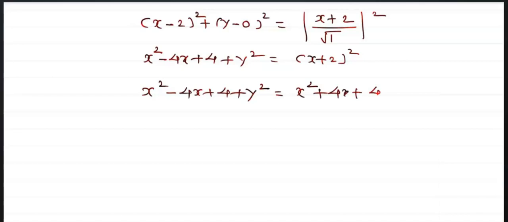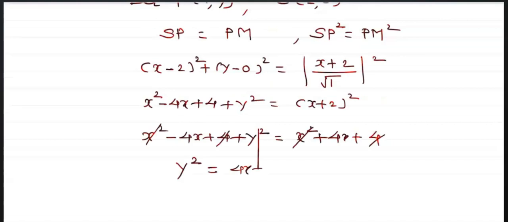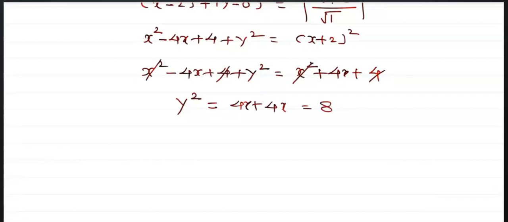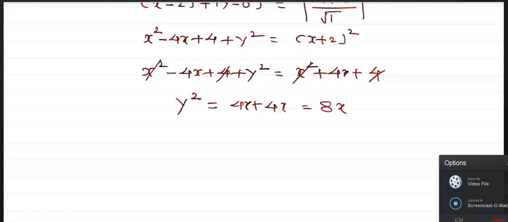Then squaring on both sides, you will get the equation of the parabola, that is y² equals 4x plus 4x, and that equals 8x.